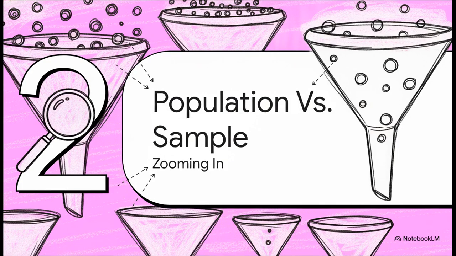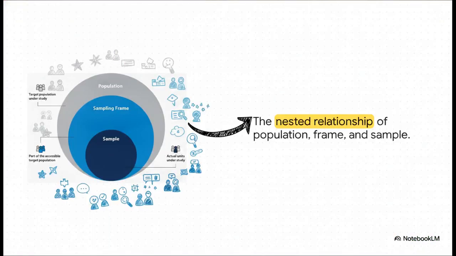Section 2. Population versus the sample. Zooming in. Think of this whole concept kind of like a set of Russian nesting dolls, filtering down from a huge theoretical group to the actual units we're studying. So picture the biggest, outermost layer. That is your target population, the complete set of individuals or items or events you eventually want to understand.